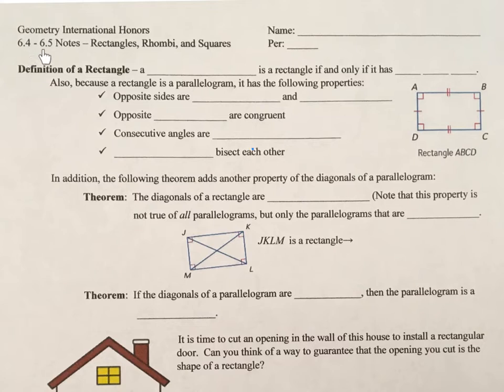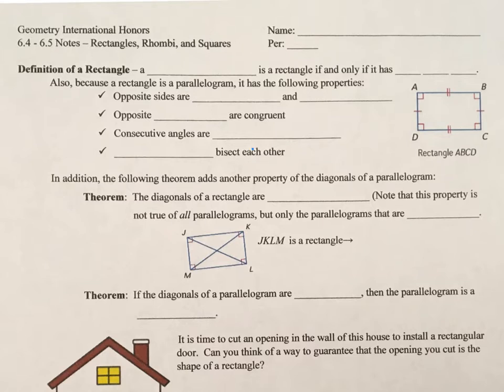Welcome to our 6.4, 6.5 notes video, where we will continue our discussion of special quadrilaterals. Namely, we'll talk about rectangles, rhombi, and squares, which are all special parallelograms. And as you recall, we talked about parallelograms last time. So rectangles, rhombi, and squares are all special types of parallelograms.